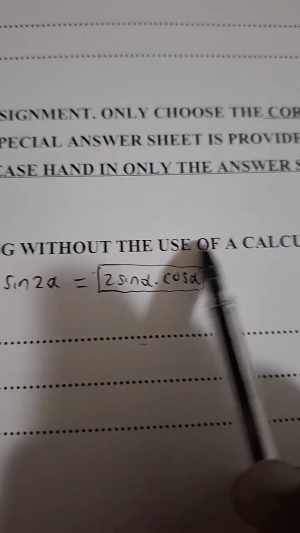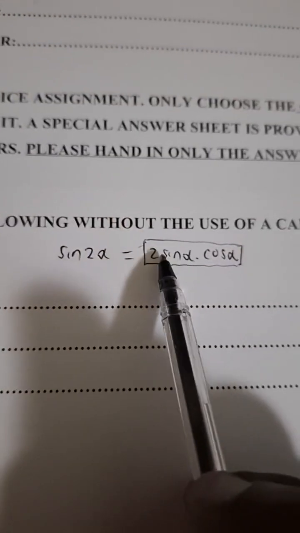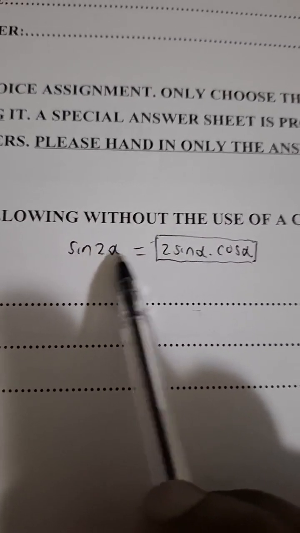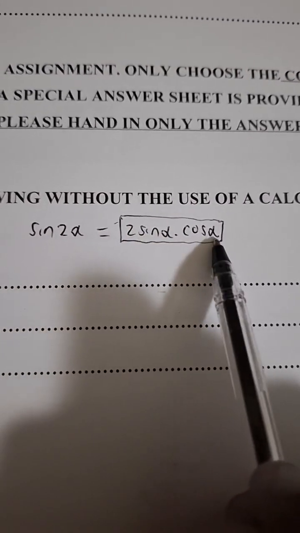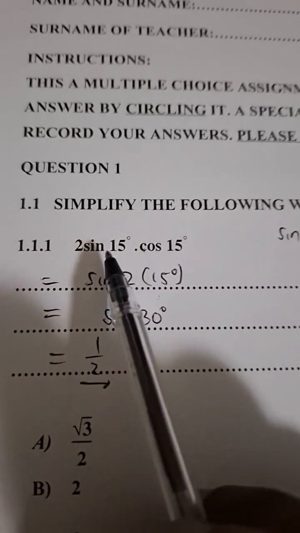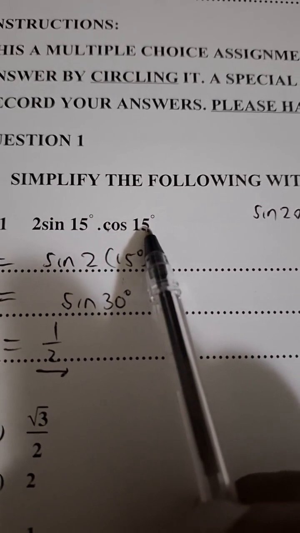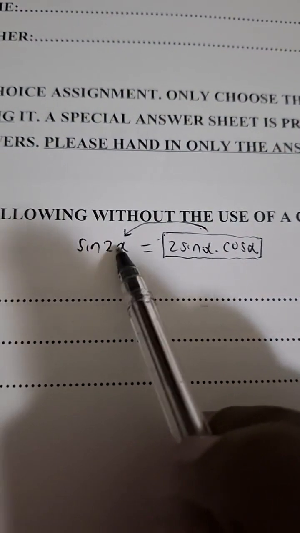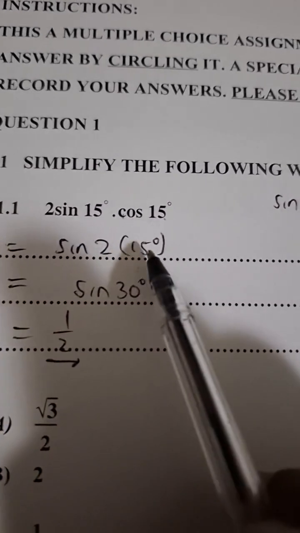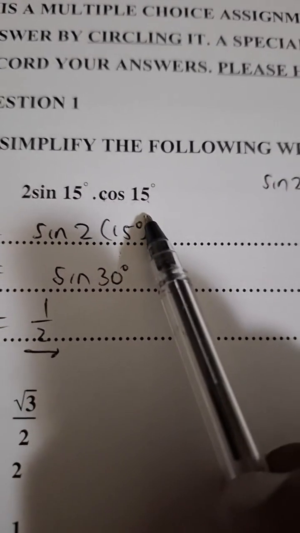But the question is saying simplify the following without the use of the calculator. Okay, and so sine 2 alpha is equal to 2 sine alpha cos alpha. So what you then do is you look at this question, you can see it's 2 sine 15 cos 15. Okay, so that means you have to then express this double angle expansion as sine 2 alpha, but in the place of alpha you're going to write sine 2 15 degrees.